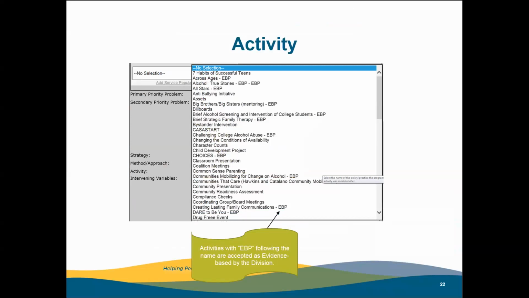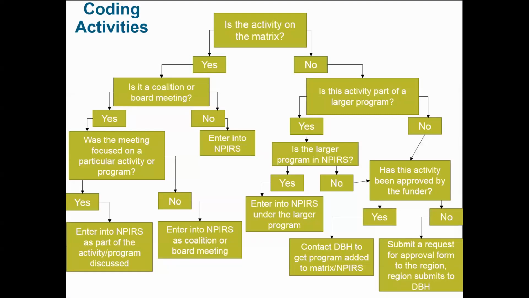As I mentioned before, the drop-down list of activities does have a -EBP after a program if we have designated it as an evidence-based program. So this is a helpful cheat if you're not 100% sure if the answer to the question, is this an EBP, is yes or no. You can scroll down, look at the activity field, and if it's listed as the name of the program -EBP, then we have designated it as an evidence-based program, and therefore your answer to the question above should be yes. Again, it's also on the matrix of activities.